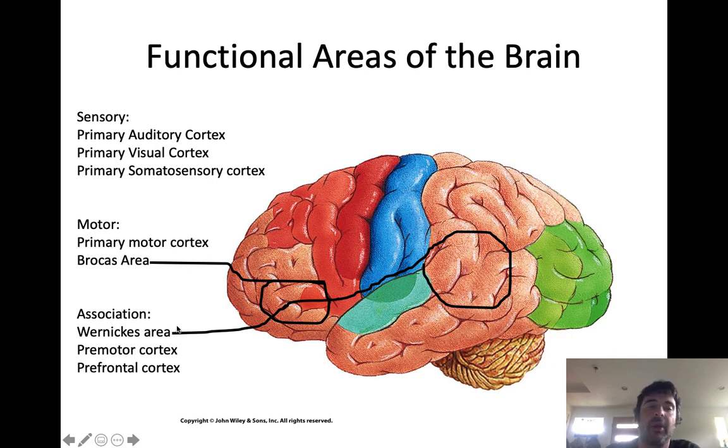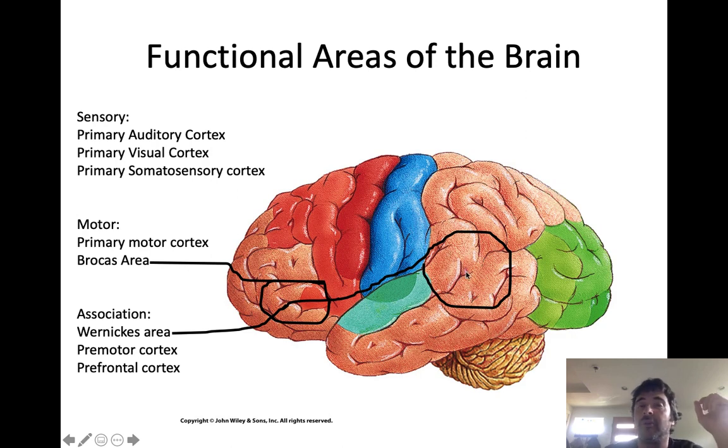Association areas don't get a lot of direct input or have direct motor outputs. They are where information is processed and made sense of. And they're what you consider to be thought areas, meaning what happens in association areas, even though it can influence motor and sensory areas, is largely restricted to the brain. It's an internal experience.